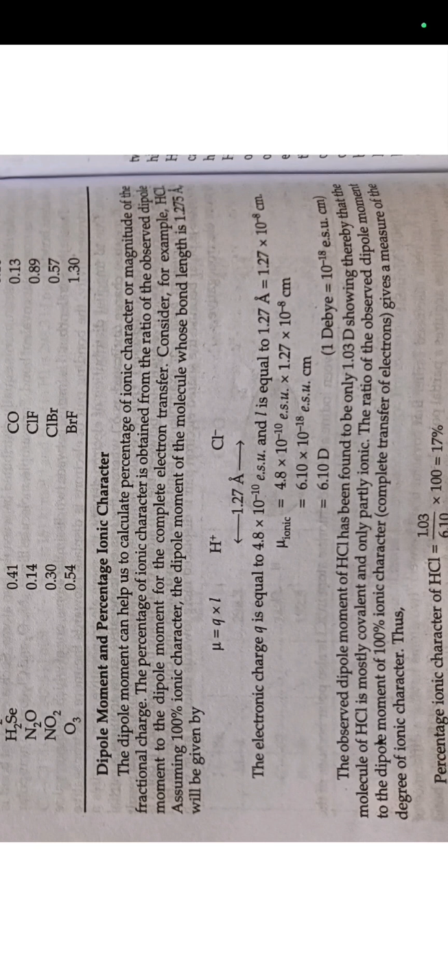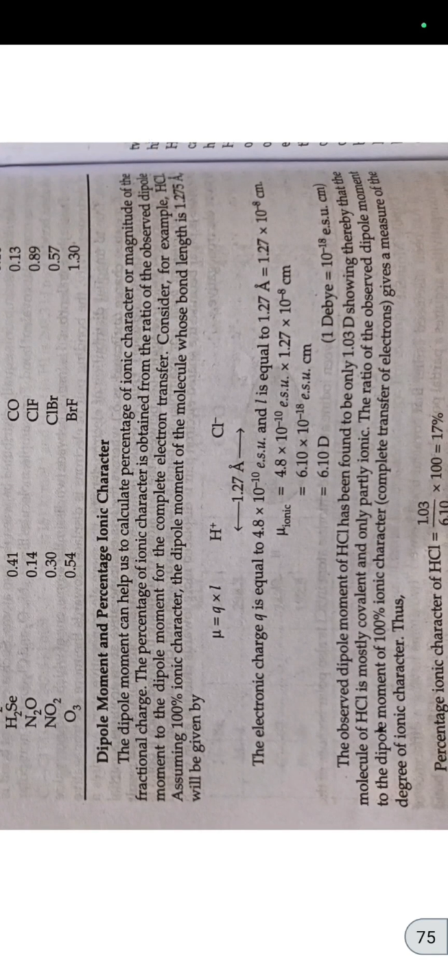The ratio of the observed dipole moment to the dipole moment of 100% ionic character gives a measure of the degree of ionic character. Thus, the percentage can be calculated experimentally by measuring the dipole moment and bond length. The dipole values and the percentage ionic character for hydrogen halides are given below.